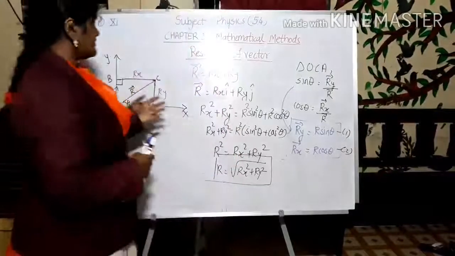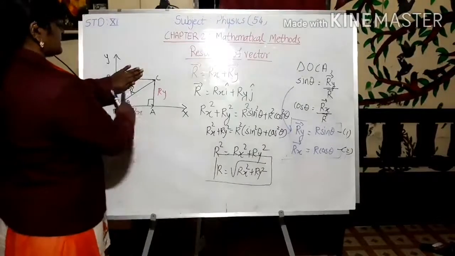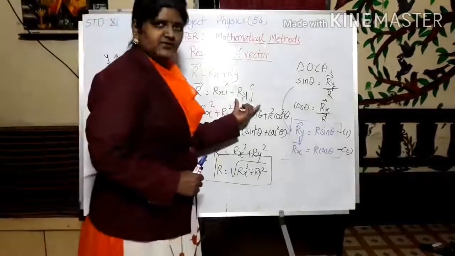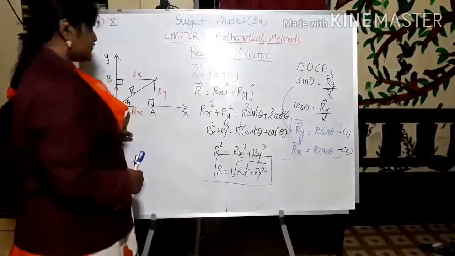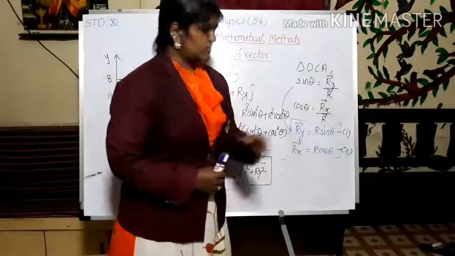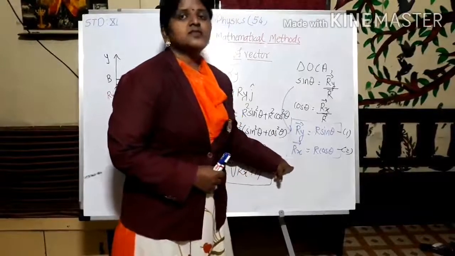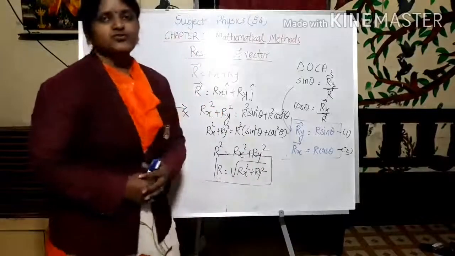So here, by considering only one triangle, which is Rx plus Ry is equal to R, we have considered this. In terms of unit vector, I have written this. Then I have considered this same triangle, and from that I have put the values for sin theta and cos theta. By getting those values, I just squared and added both the equations, and I got the magnitude of R.